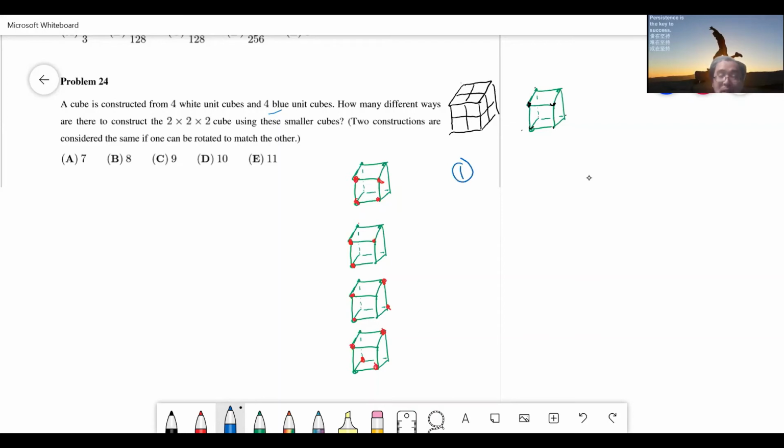So now we look at another case. We're going to color 3 vertices in one color, in blue, for example, right? Then the remaining one can be here, here, here, or here. So in total, you can see there are going to be 4 different ways.